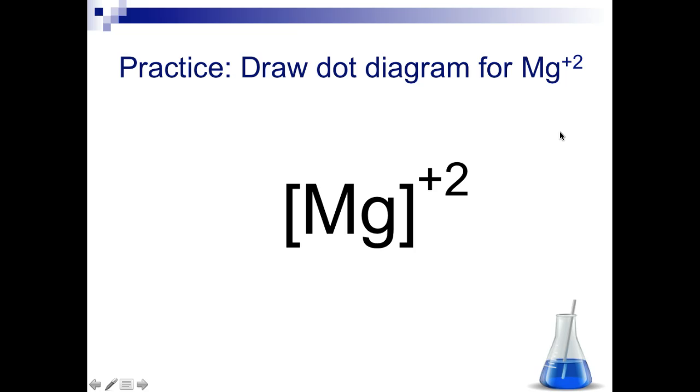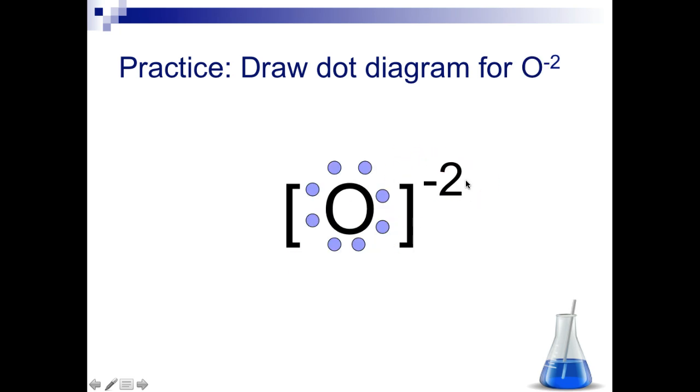So let's draw the Lewis dot diagram for magnesium plus 2. It should be brackets around Mg with a plus 2 on the outside. For O2 minus, if you were to draw the Lewis dot diagram, you'd have to have 8 electrons around it.